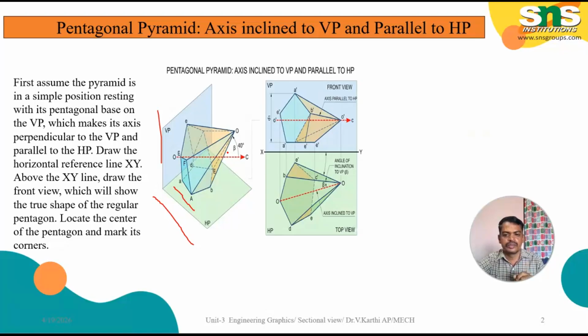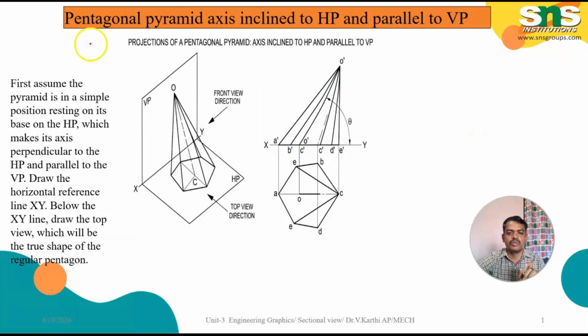Top view, plan. Draw a reference line XY first. Below the XY, draw a regular hexagon with one side parallel to XY. Mention the names of the corners A, B, C, D, E, F. Mark center O.